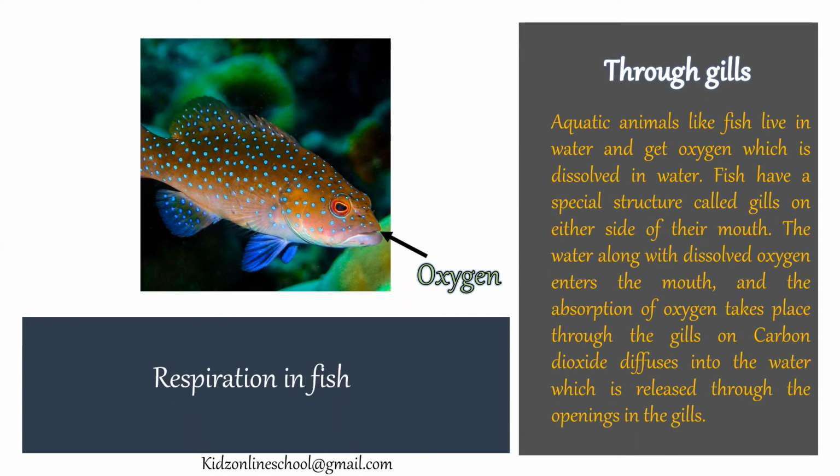Through gills. Aquatic animals like fish live in water and get oxygen which is dissolved in water. Fish have a special structure called gills on either side of their mouth. The water along with dissolved oxygen enters the mouth and the absorption of oxygen takes place through the gills, and carbon dioxide diffuses into the water, which is released through the opening in the gills.